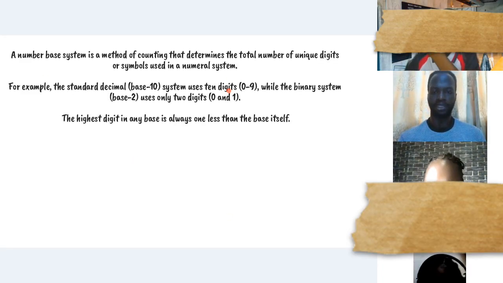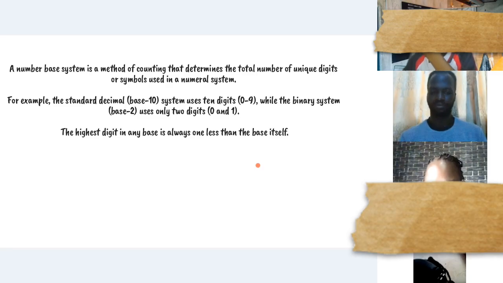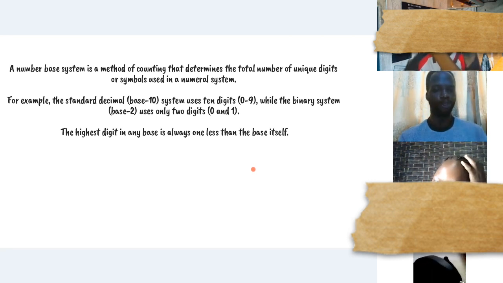A number-based system is simply a method of counting that determines the total number of unique digits or symbols used in the numeral system. In simple words, a number-based system is simply a system of counting numbers, and it determines the total number of unique digits or symbols used in a numeral system.